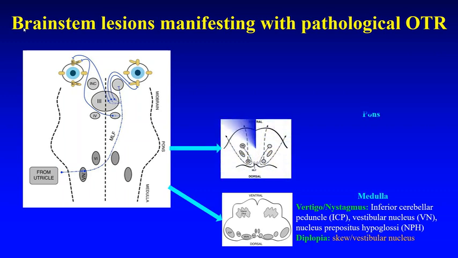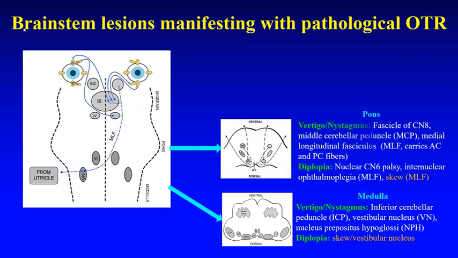At the level of the pons, the vertigo and nystagmus result from the fascicle of cranial nerve 8, middle cerebellar peduncle, and medial longitudinal fasciculus. The MLF carries the anterior canal and posterior canal fibers. Diplopia results from the involvement of the nuclear cranial nerve 6 palsy, internuclear ophthalmoplegia from the involvement of MLF, or skew from the involvement of MLF.